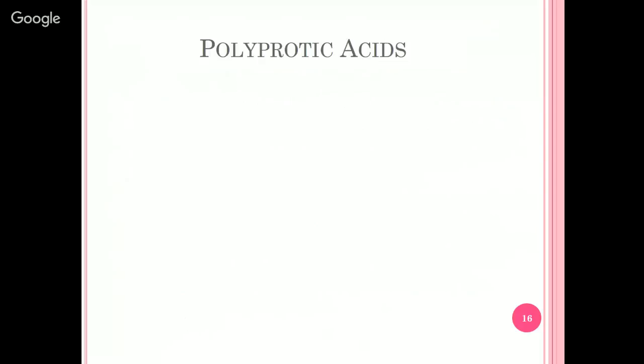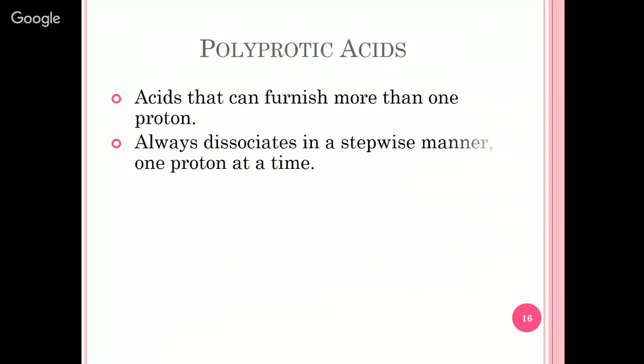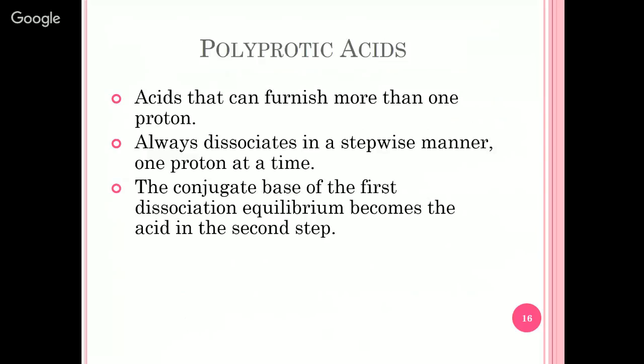Polyprotic acids. Poly means more than one. Protic, we're talking about protons. So these particular types of acids have more than one proton to donate to a solution, but polyprotic acids will only donate their protons one at a time. The conjugate base of the first dissociation, whatever that is, becomes the acid in the second step. And if you've got another proton to donate, that conjugate base would become the reactant in the third step.